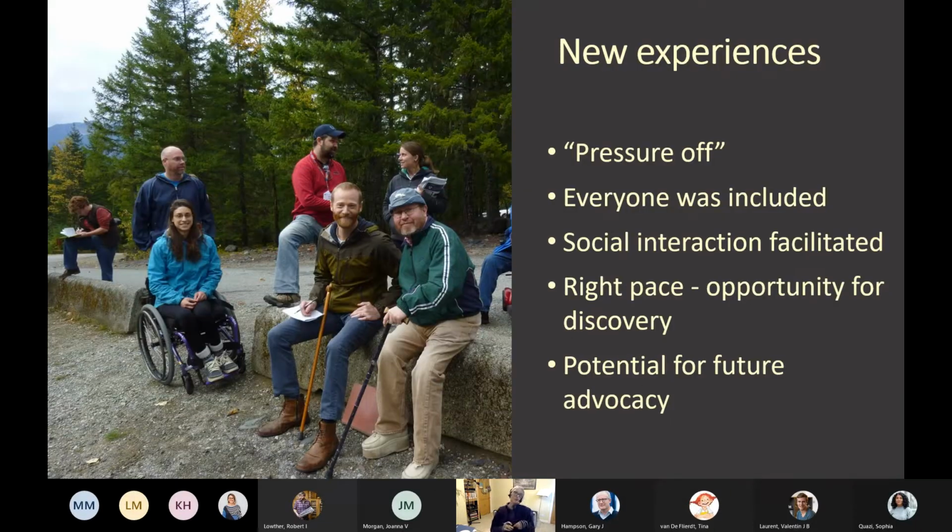When I talked to these students after the fieldwork and tried to get a sense of what they'd taken away from this experience, bearing in mind some of the things they'd said beforehand, one of the main differences was that they felt the pressure was off. Because they knew this fieldwork had been designed with accessibility in mind, there was less pressure for them to keep up with everybody else, and less pressure to perform at some perceived level of ability. That made everything feel much more comfortable and inclusive for them.